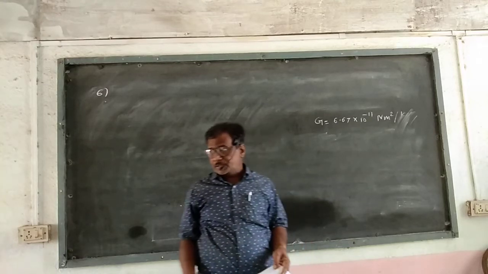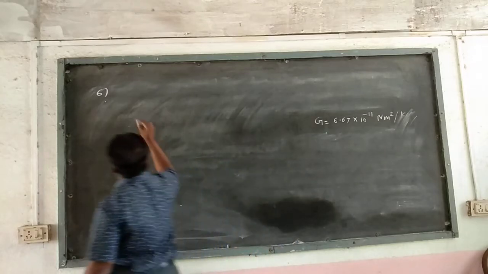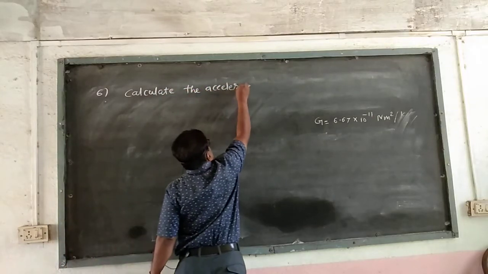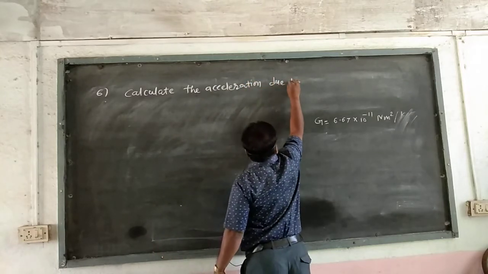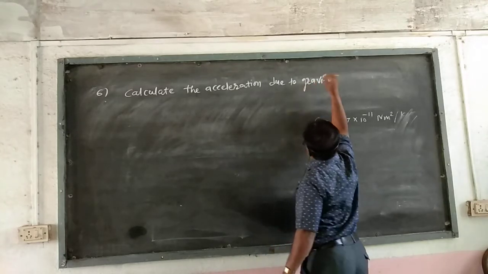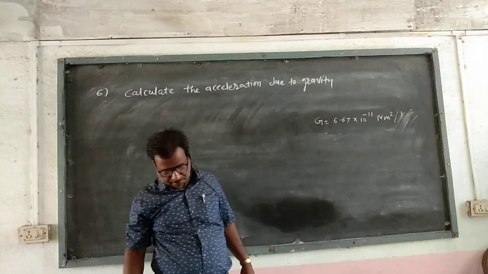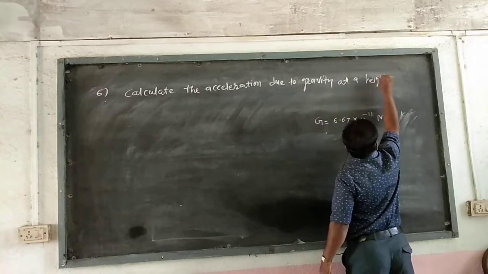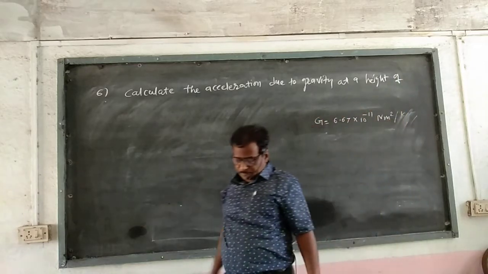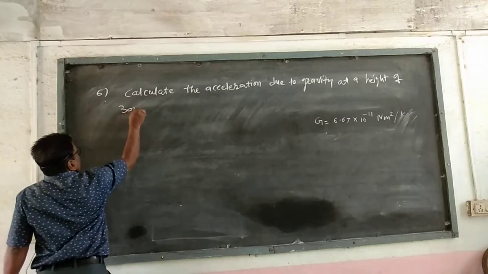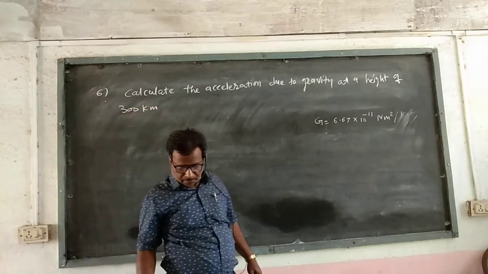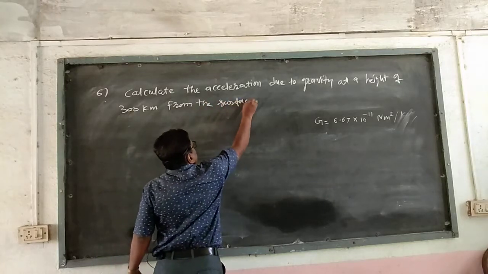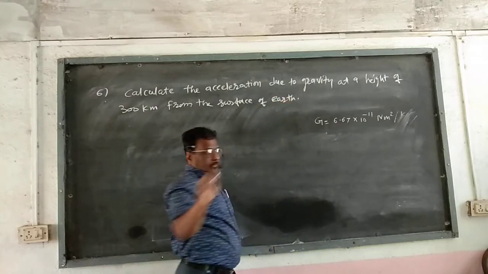Now we start the next problem. Calculate the acceleration due to gravity at a height of 300 kilometer from the surface of earth.